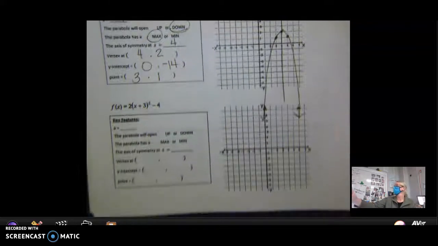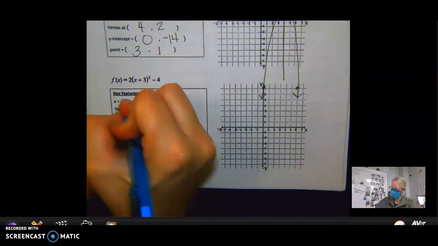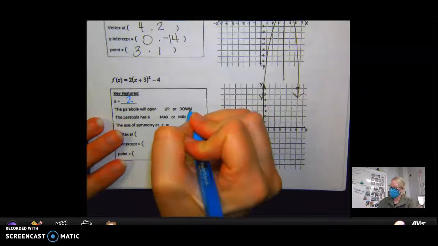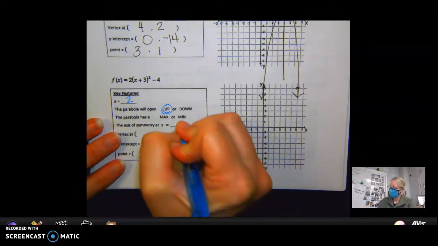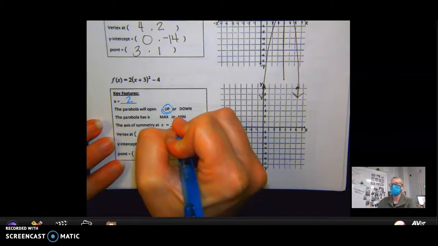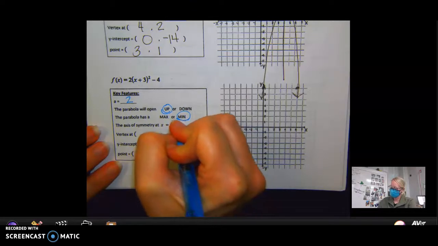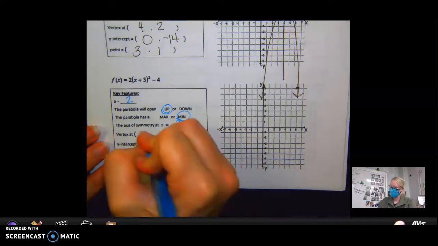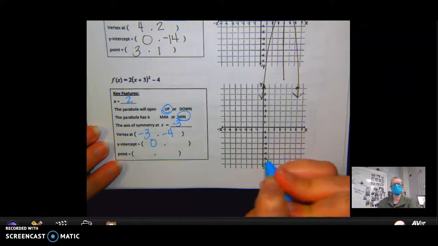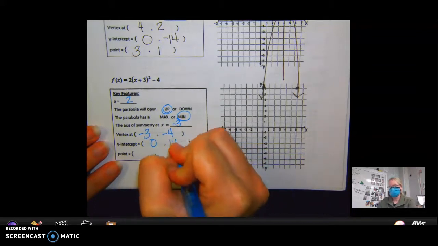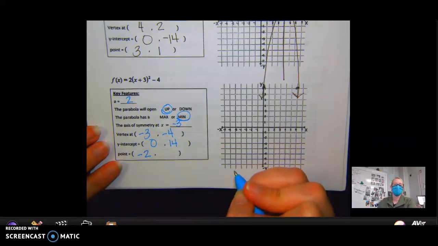Let's do it together. Last one. What's my A value? Parabola opens. Max or min? Which one? Minimum. Axis of symmetry, x equals? Vertex is at? Good. Y-intercept, 0, 14. Point we would want to do would be -2.